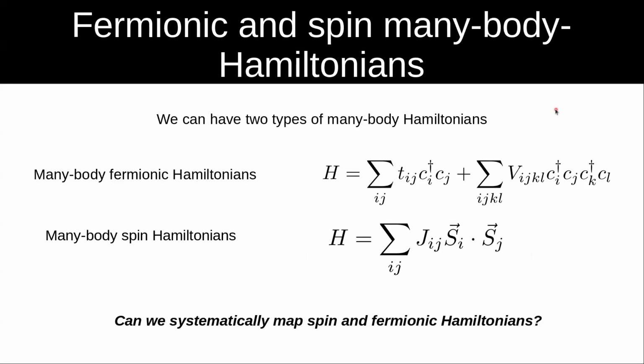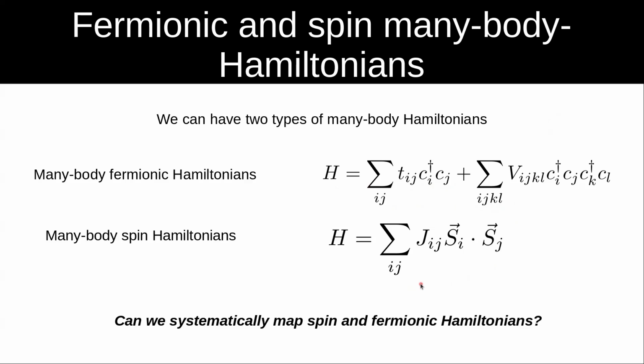The basic idea of this course is that we have been focusing on two different types of many-body Hamiltonians. We have many-body Hamiltonians that correspond to interacting fermions, where we have a kinetic energy for the free fermions plus some many-body interactions between the fermions. And then we also considered quantum many-body spin Hamiltonians.